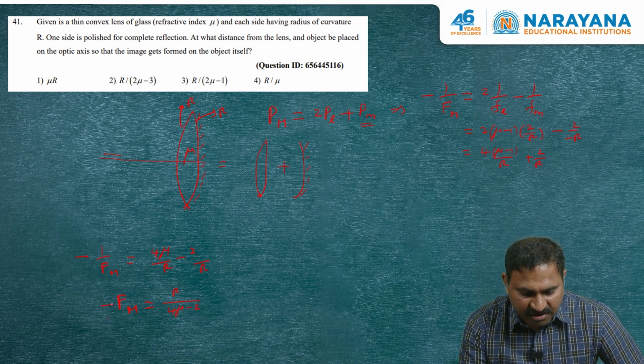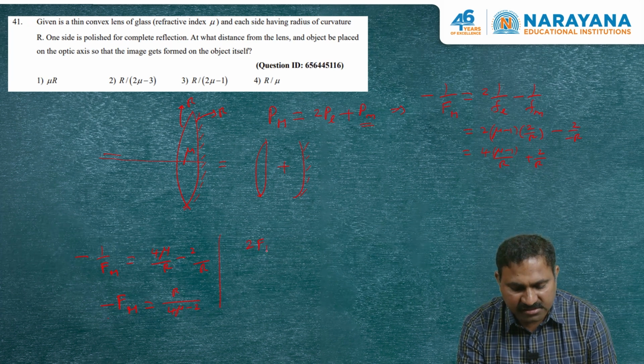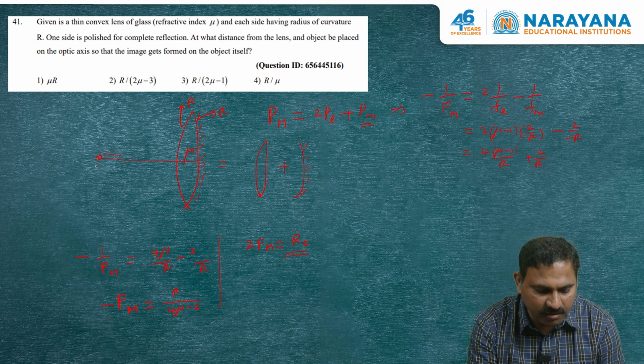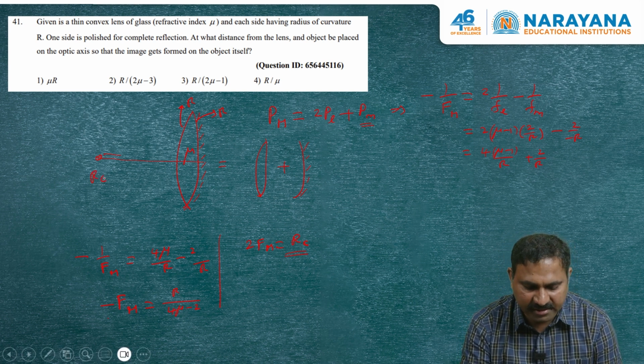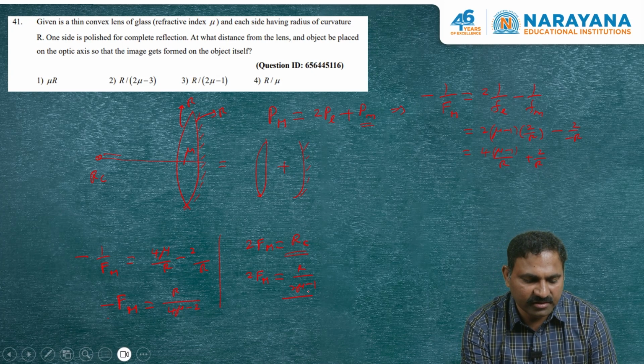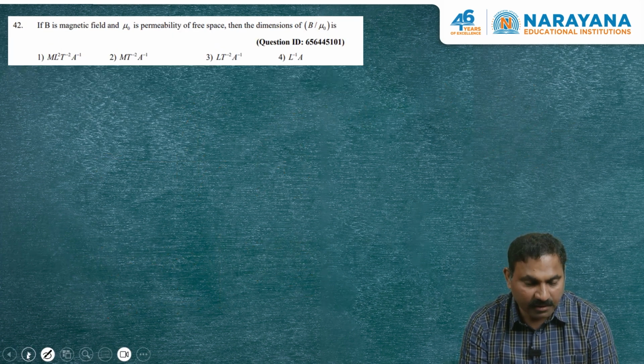If it is the value of focal length, object should be kept at a distance of 2 times of fm. This is the radius of curvature of the given system, then image will be formed at the object itself. So 2 times of fm will be r by 2 mu minus 1. It is given with option 3. Third option is correct. Let us go to the next question.